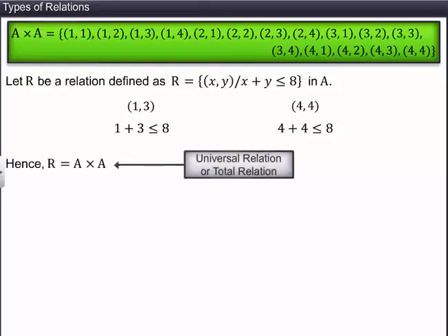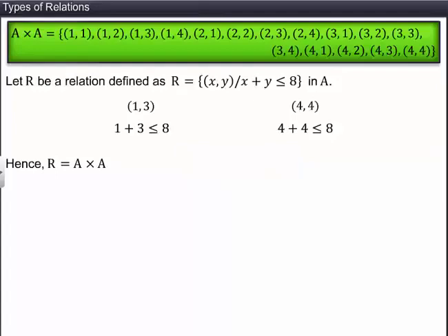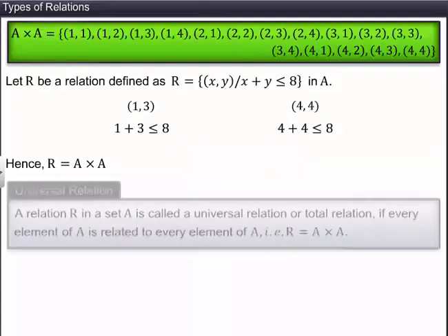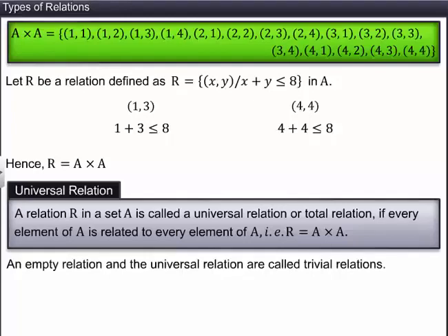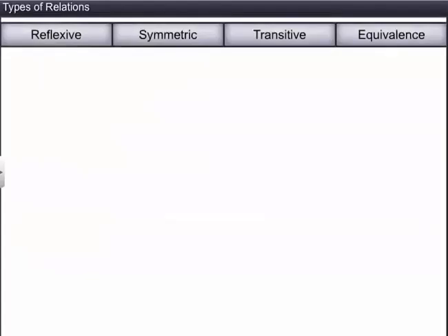This type of a relation is known as the universal relation or total relation. Mathematically, a relation R in a set A is called a universal relation or total relation if every element of A is related to every element of A. That is, R is equal to A cross A. An empty relation and the universal relation are sometimes called trivial relations. There are 4 different types of relations.